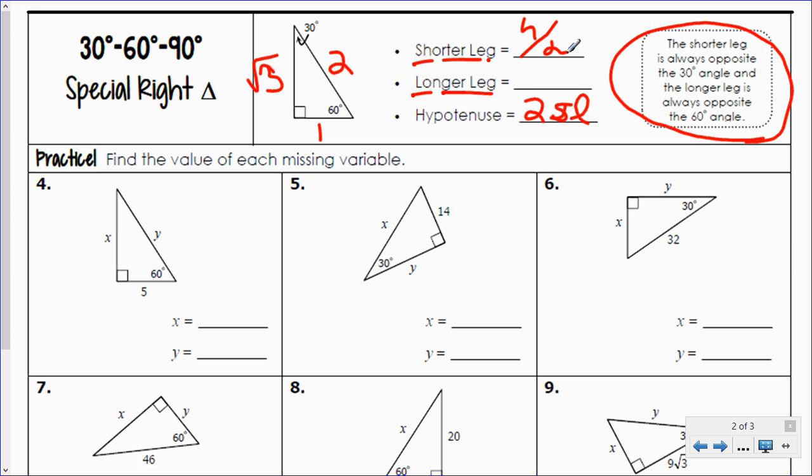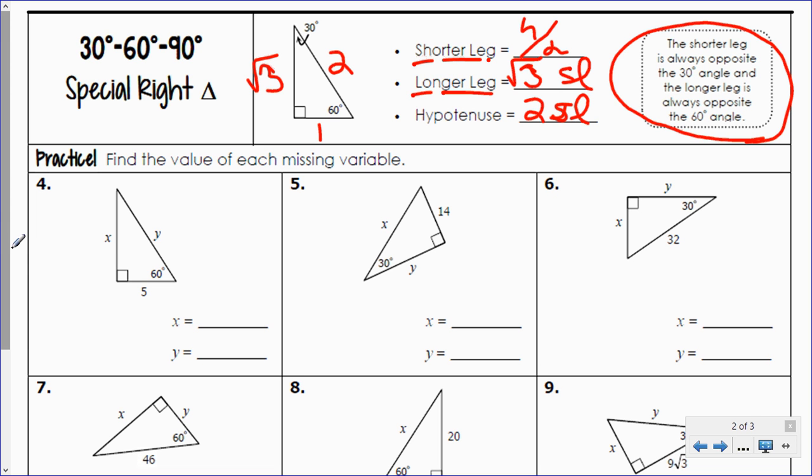And then your longer leg in relation to the shorter leg is always the square root of 3 times the shorter leg. My 3 looks a little funny, but it's square root of 3 times the shorter leg, which I'm just calling SL. All right, so let's look at how we can use this in the examples.